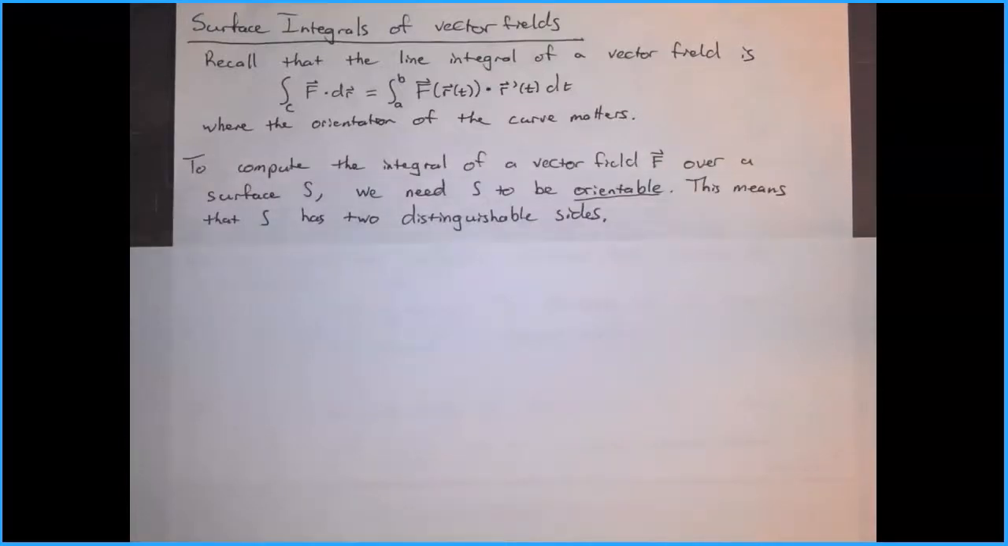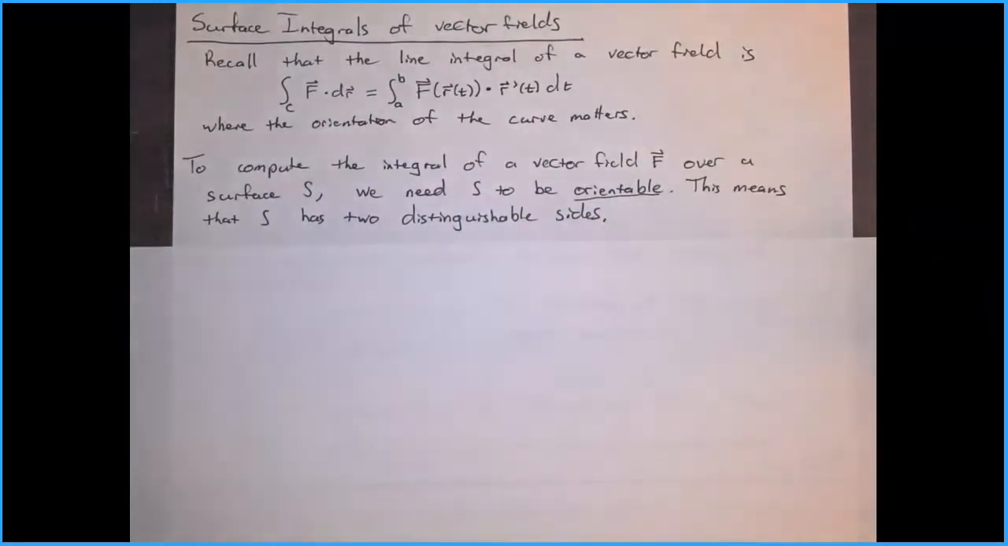For surface integrals, the analog of having a curve being traversed one way or another is we need to be able to choose an orientation of our surface. So we need our surface to be orientable. And what that means is that we need our surface to have two distinguishable sides. And you might ask yourself, well, is it possible for a surface not to have two distinguishable sides? Isn't that what it means to have a surface?